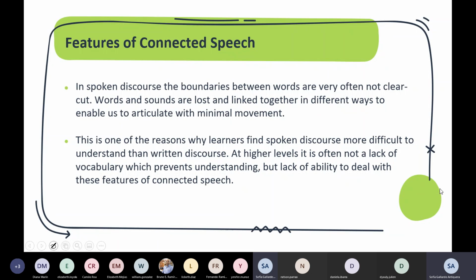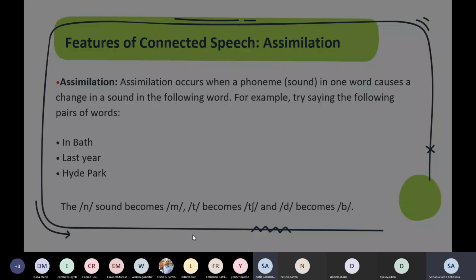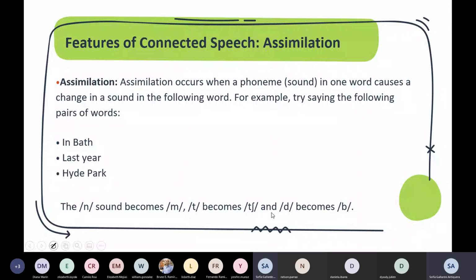So let's go into this example so it's clearer for you. Imagine features of connected speech as the big term or the big name. Within it, we have different features, for instance elision, linking, glottaling, or several different categories, we could call them. So today we're going to talk about assimilation.